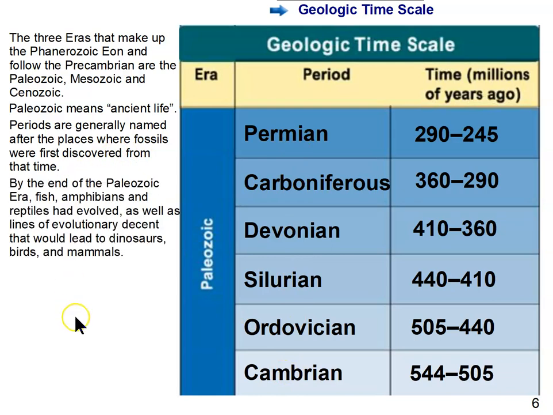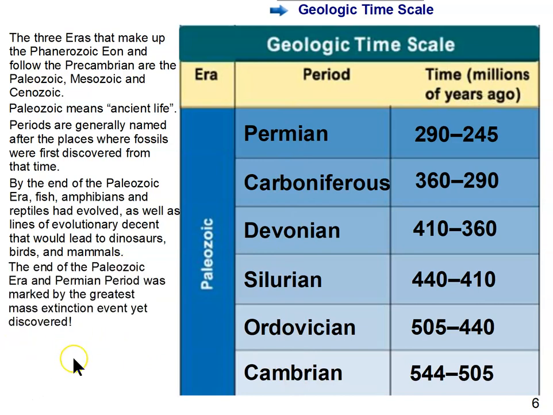discovered from that time. And by the end of the Paleozoic era, in other words, by the end of the Permian period, fish, amphibians, reptiles had evolved, as well as the lines of evolutionary descent that would lead to dinosaurs and birds and mammals and us. So a lot happened during the Paleozoic era in terms of setting the stage for the evolution of the life that we now have on the planet.